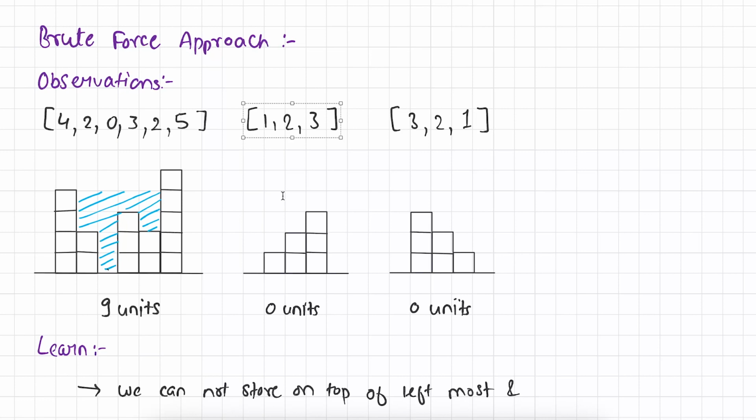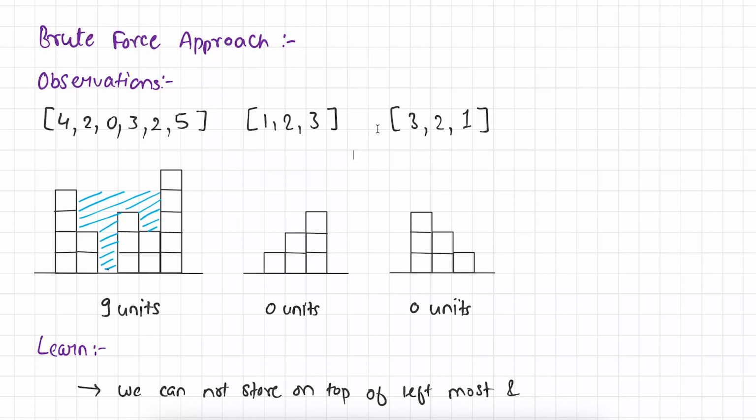In this case we cannot collect any water, because as you can see, on the left of this setup we do not have any bar that is higher than this bar. So if we try to store or trap water here, it will simply spill on the ground. That is why we cannot collect water if we are given arrays like this. And in this array the elements are simply arranged in increasing order.